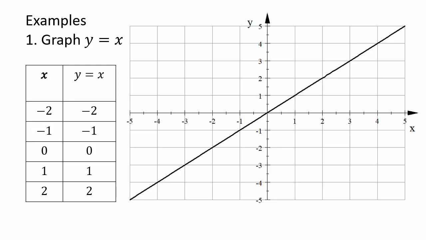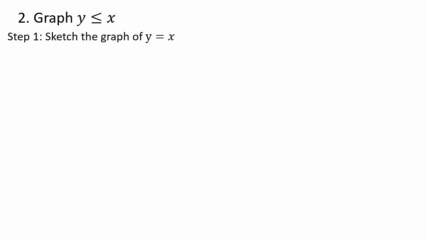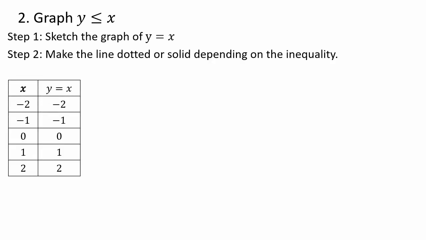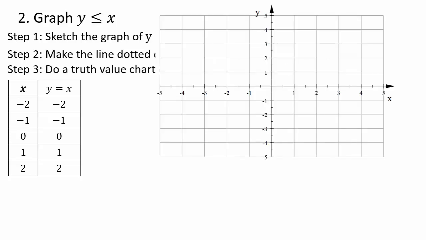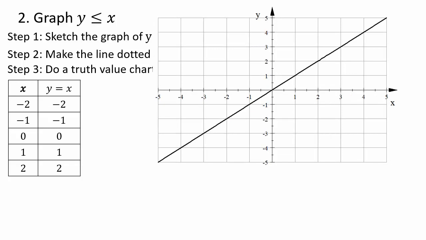So what happens then if you replace this problem with the inequality? Again, you would sketch the graph of y equals x, and then what? Make the curve a dotted line or solid line. In this case, equal is allowed, so y equals x will be a solid line. And now you have to figure out which of the points above the line or below the line are solutions.